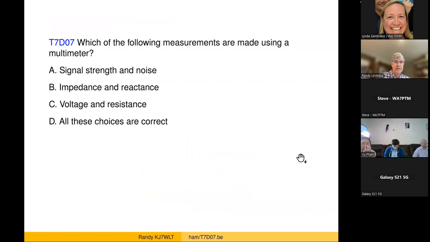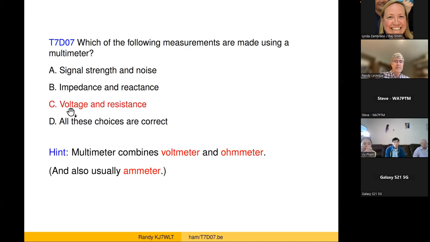But before we get to the ammeter, there's some questions also about things called multimeters. So a multimeter is a device that combines several of these things: voltmeter, ammeter, ohm meter, typically. And in particular, a multimeter can measure both voltage and resistance. So it's both a voltmeter and an ohm meter. And multi means many different things. And so a multimeter can measure more than one thing. Typically, a multimeter combines a voltmeter and an ohmmeter, and also usually an ammeter for measuring current. But of these choices, C is the only one that's correct.